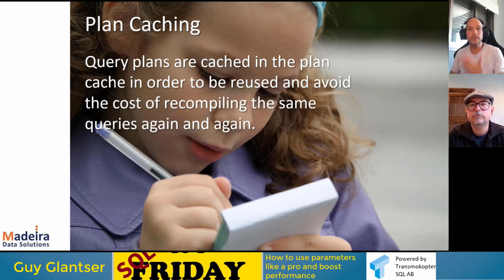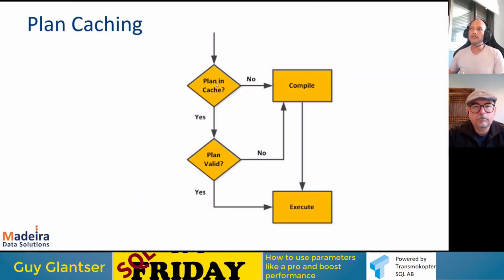We want to be able to reuse plans as much as possible, which means that whenever you execute a query for the first time, it's still not in the cache. SQL Server will compile a plan, put it in the plan cache, and from that point on, whenever SQL Server encounters the same query, the same text, it verifies whether there's already a plan in cache, and it can use it. So it goes something like that. You send a query, SQL Server needs to check whether there is a plan for it in cache. If there is a plan, it still needs to verify that the plan is valid.